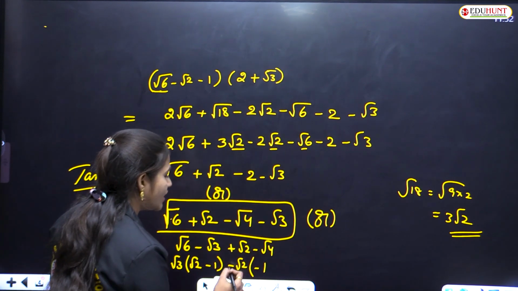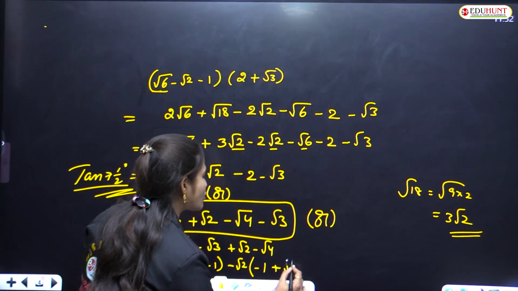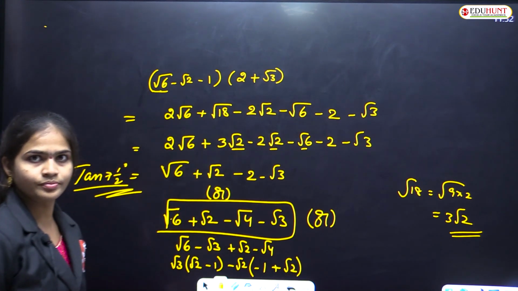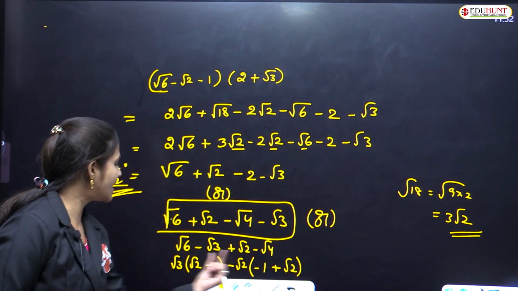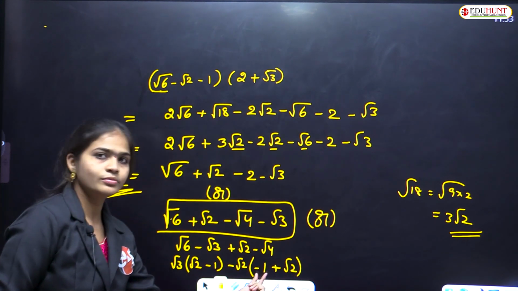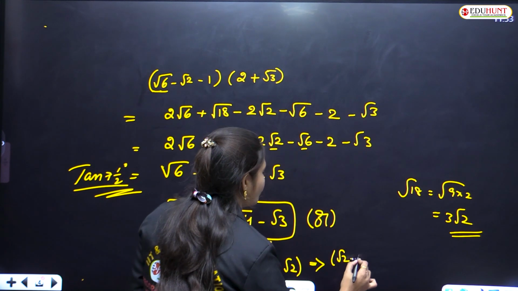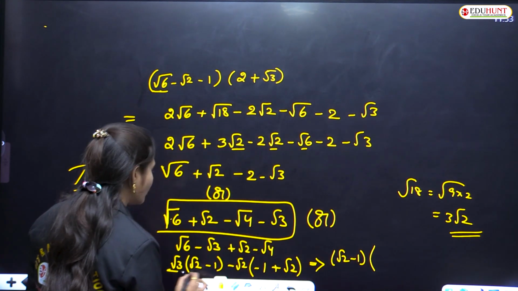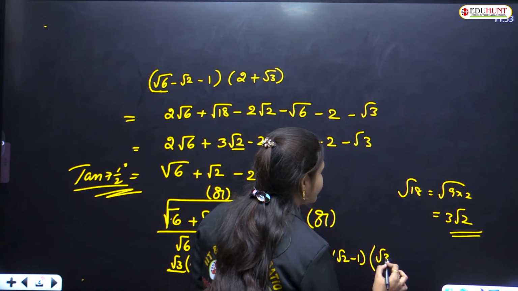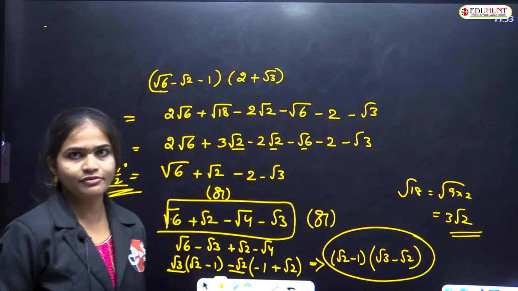Minus already I have taken as common, so that's why here root 2. Now these two are the same or not? Root 2 minus 1 and here root 2 minus 1. So again we take that as common: root 2 minus 1 into root 3 minus root 2. So this is also the value of tan 7.5 degrees.